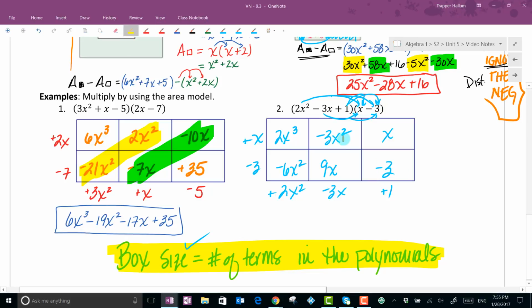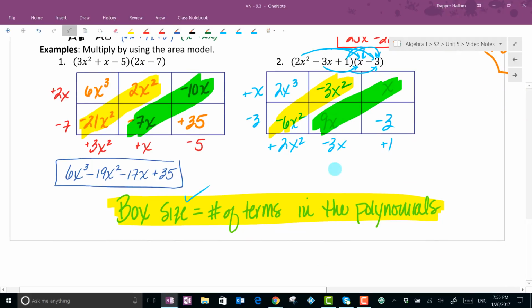So I'm going to go ahead and highlight. Here are my like terms here. And I'll switch colors and highlight again. Here are my other like terms here. So when I combine these to write the final result, I'm going to get my largest term, put it in standard form. It's a cube. That's my largest monomial in that set. So I'm going to write 2x cubed.